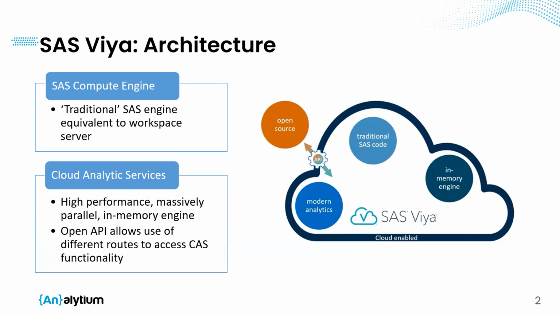So a bit of an overview first of all, quick recap. With SAS Viya, we get our 2 compute engines, traditional SAS compute and the CAS service. The CAS service, Cloud Analytics Service, gives us access to a high performance, massively parallel, in-memory engine, which can give significant performance improvements over the standard compute engine. It also has an open API, which allows you to use different routes to access CAS functionality. So you can use open source code to connect via this. You can also use a few other routes as well.